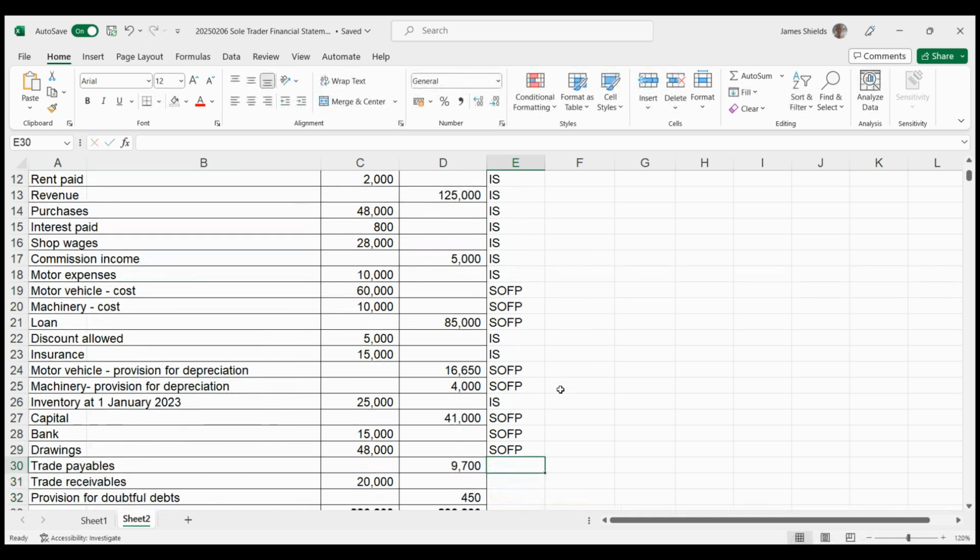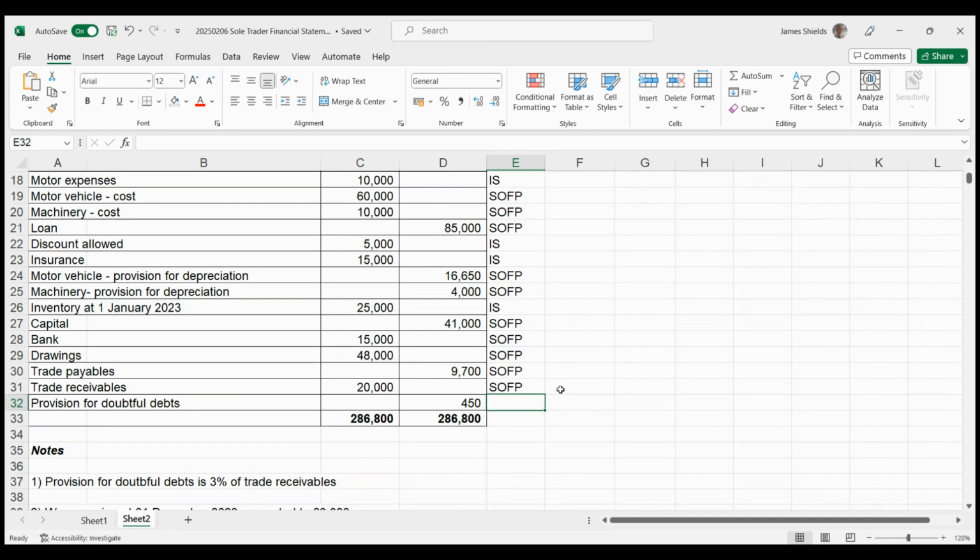And in the last few now, trade payables, and again, it's a liability, statement of financial position. Trade receivables are an asset, so it's statement of financial position. Provision for doubtful debts are offset against your trade receivables, so again, that's in your statement of financial position.